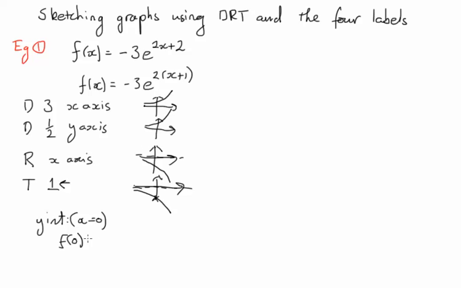Well, f of 0 equals negative 3 e to the power of 2 times 0 plus 2. So we have negative 3e, well, 2 times 0 is 0, plus 2 is 2. Negative 3e squared. If we were to roughly work out what this is, e is about 2.7, so let's pretend it's 3. 3 squared is 9. 9 times negative 3 is negative 27. So it's less than, or greater than negative 27, but we're going to leave it like that.